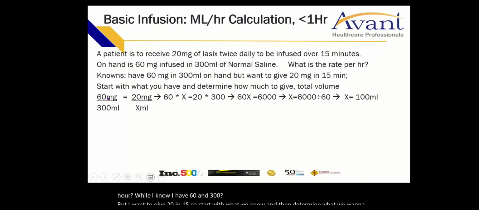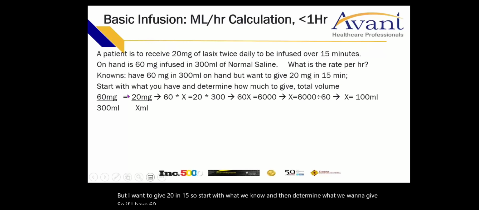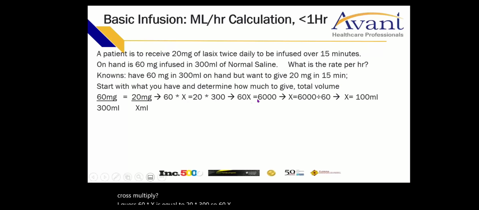So if I have 60 and 300, but I want to give 20, how much am I going to give? How many milliliters? I cross multiply. I get 60 times X is equal to 20 times 300, so 60X equals 6,000. And then I divide by 60 on both sides to get X is equal to 100 milliliters. So this 100 milliliters is how much fluid I want to give my 20 milligrams.